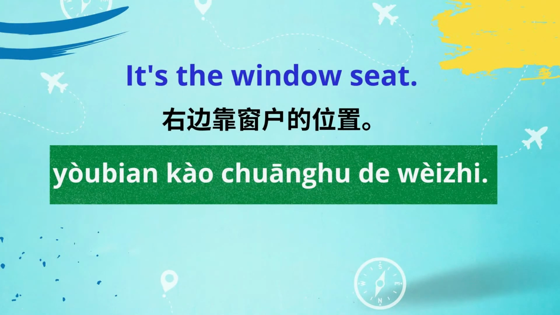It's the window seat. 右边靠窗户的位置。 右边 means right side. 靠 means to stand by the side of. 窗户 means window. 位置 means seat or place or position.